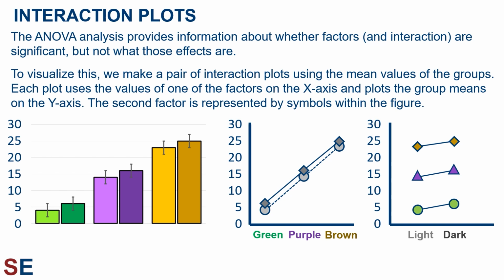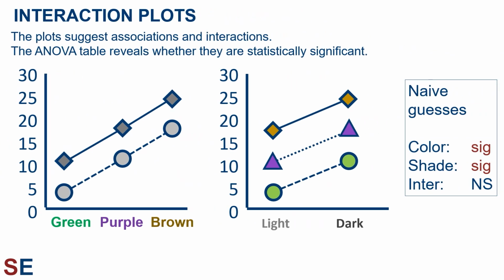Let's look at a few examples of interaction plots and make guesses about what we would expect the ANOVA table results to be. This pair of interaction plots is the one we just looked at. Based on just these patterns, if we didn't have ANOVA table data, we would probably guess that the color and shade factors would be significant, but the interaction would not.